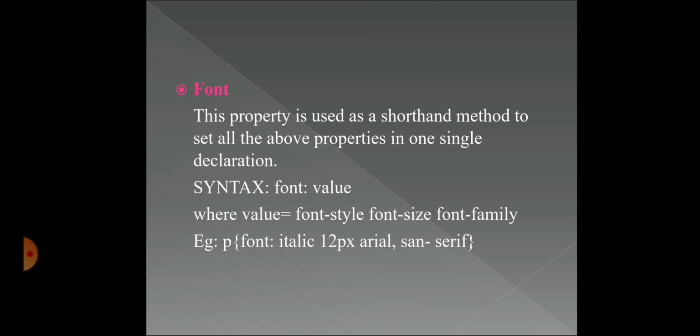So in this I am just showing you an example where p is the selector, means we are applying these font properties on the text that we write in a paragraph. Then curly bracket is there. Within the curly bracket we write the declaration, that is combination of property name and its value. So I have used the font property, in which I have first font style. Font style is italic, font size is 12 pixel, and the font family is Arial, which belongs to generic family sans serif. Okay, so this was the font property.